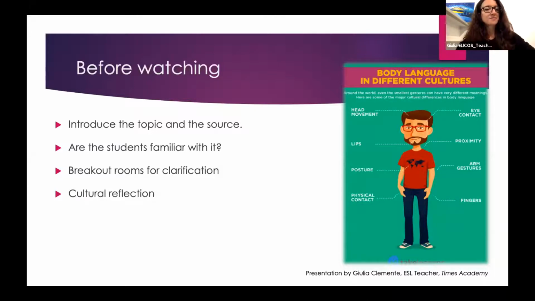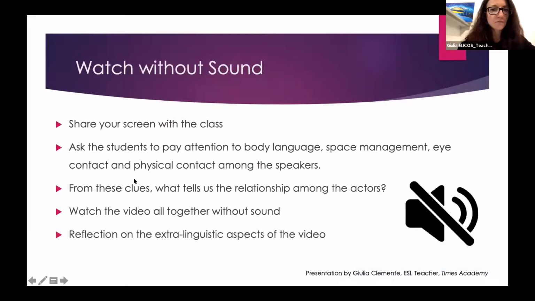And we would then proceed to the first watch, and I will watch the video without sound. Now, this is a thing I started doing online. So I will share my screen with the classroom and ask the students to pay attention to body language, space management, eye contact, physical contact among the speakers. So for them only to focus on this part of the communication.